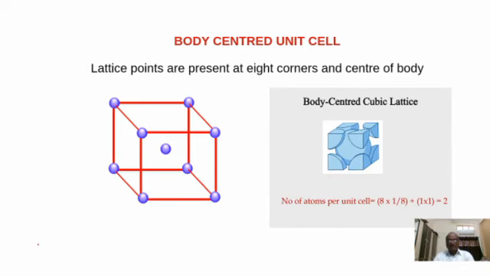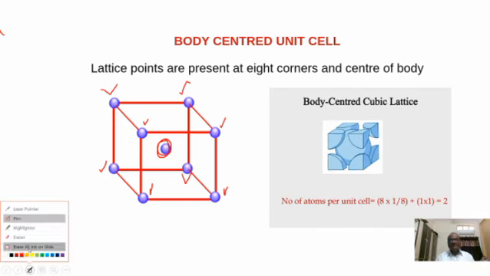Next, you see the body-centered unit cell. What is the meaning of body-centered unit cell? The lattice points are present at corners and also present at center of body. 1, it is 2, 3, 4, 5, 6, 7, and 8. 8 corners. And also you can see the center of body. Lattice points are also present in the center of body. That is called body-centered unit cell. 8 corners and center of body will be occupied by the lattice points.